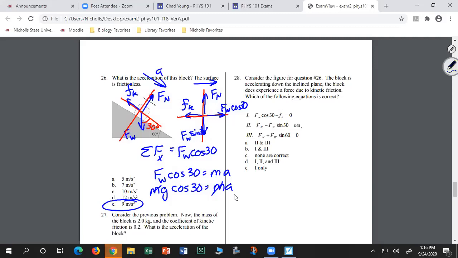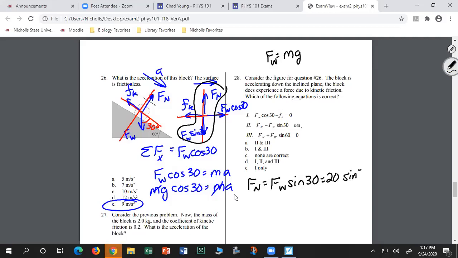And looking now at the y vectors, I can say that the normal force is equal to FW sine of 30, which is equal to 20, right? F is equal to mg, FW is equal to 2 kilograms times 10 meters per second squared times sine of 30. That's equal to 10 newtons. That is the normal force.